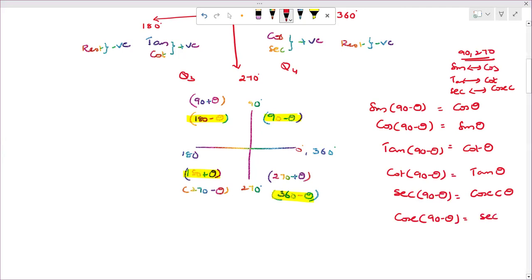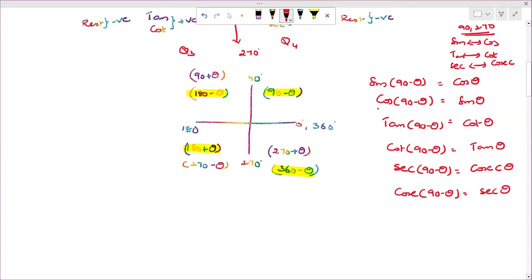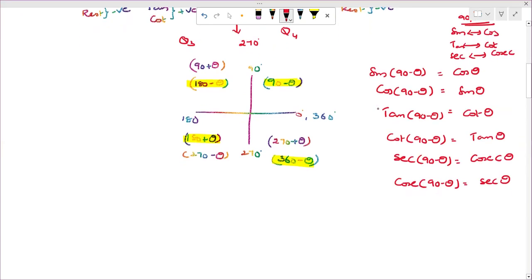Cosecant means secant theta. Okay, this is how we have to simplify. Sometimes you will get confused if the angle is given as more than 270 or more than 180. If you are converting in terms of 180 and 360, there is no change in the ratios. Sine remains sine, cos remains cos. Depending on the quadrant, it will change whether it is positive or negative.